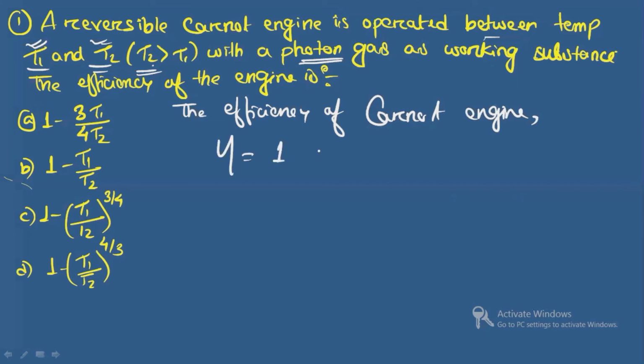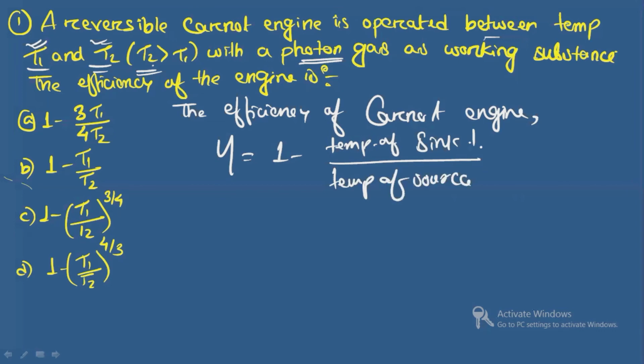Eta, it is equals to 1 minus what? Here it was temperature of sink. That means the lower temperature divided by temperature of source. Yes or no? This was the lower temperature. This was the higher temperature. Here you see, it is said T2 is greater than T1. That means the temperature of the source is T2. And the temperature of the sink is how much? It is T1. So you will write here, eta is equals to T1 by T2. Clear? This is the temperature of the sink. This is the temperature of the source.